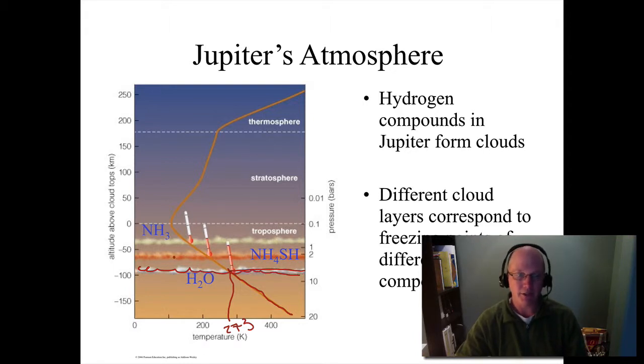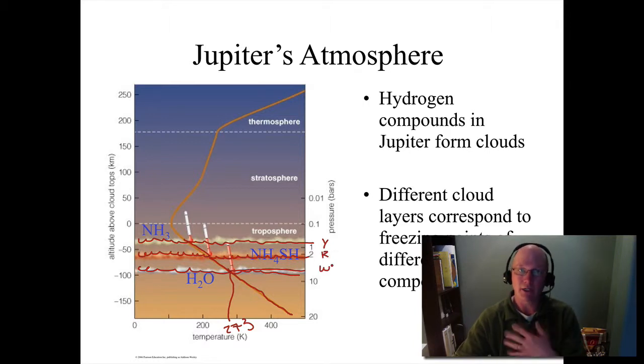This ammonia compound here condenses at a slightly lower temperature, so I go up and I get this condensation happening at a slightly lower temperature. And then if I keep going up, I have another ammonia compound here, which condenses at a slightly lower temperature, and I get a different color cloud. So I've got a yellow cloud here, I've got a red cloud here, and I've got a white cloud here. And those different colors are going to show up on our images.